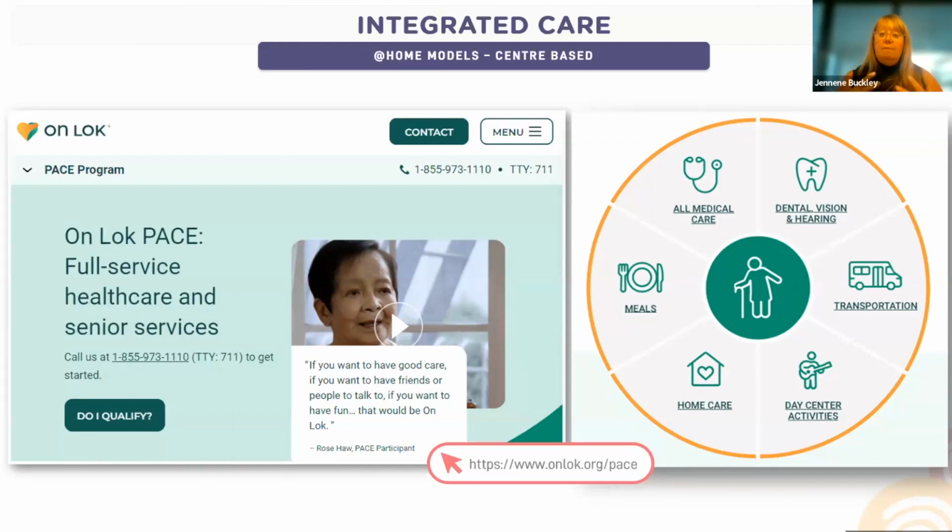So not only great meals, exercise, activity and socialisation, but a number of allied and medical services while they're at the day centre, whether that be dental, general physicians, speech, occupational therapy, podiatry and pharmacy, with the consumers coming into that centre some 2 to 3 days a week.